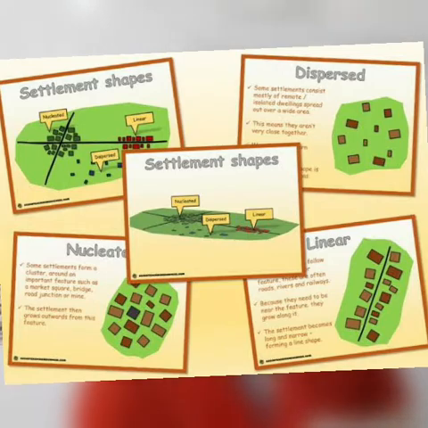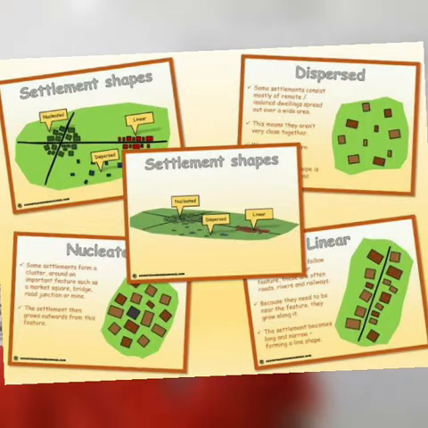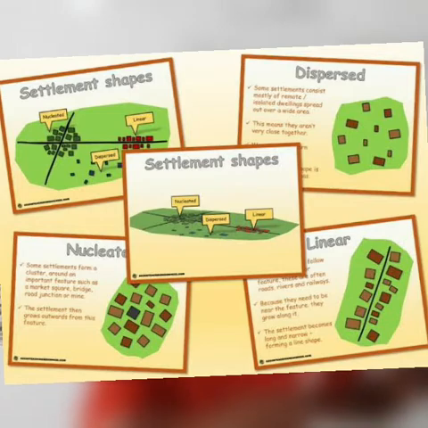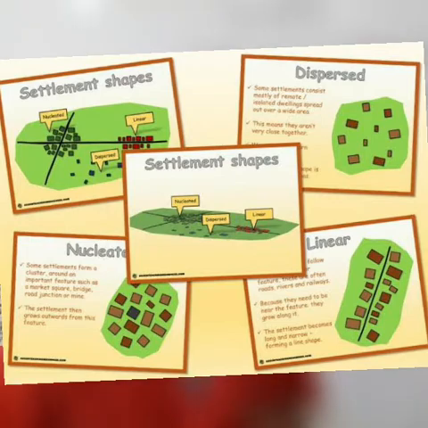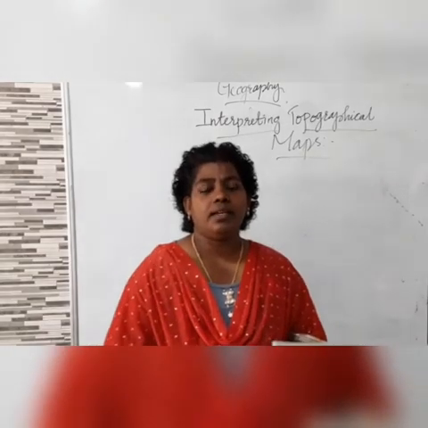What we call nucleated settlement as clustered settlement. For example, when you go to the hill area like Ooty, Kodaikanal in Tamil Nadu, you can see there is a cluster of houses, and in this particular area we can also find a police station, a school, and a hospital.